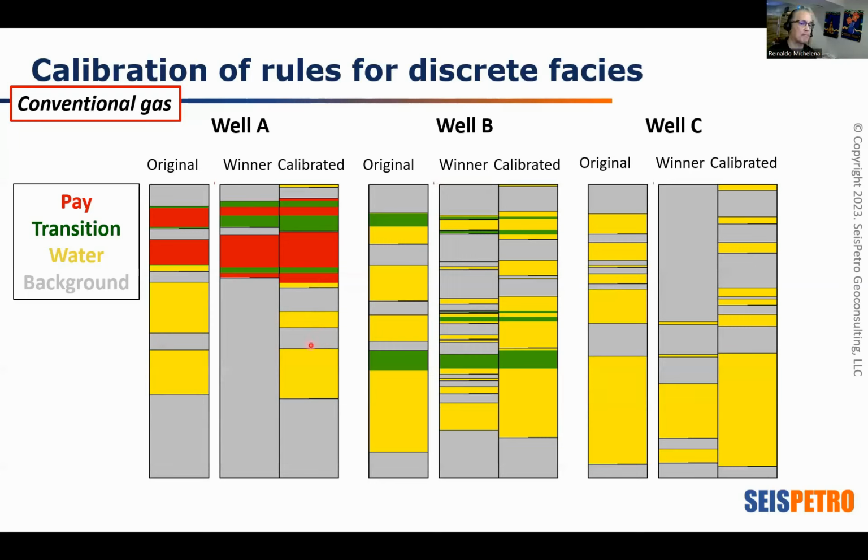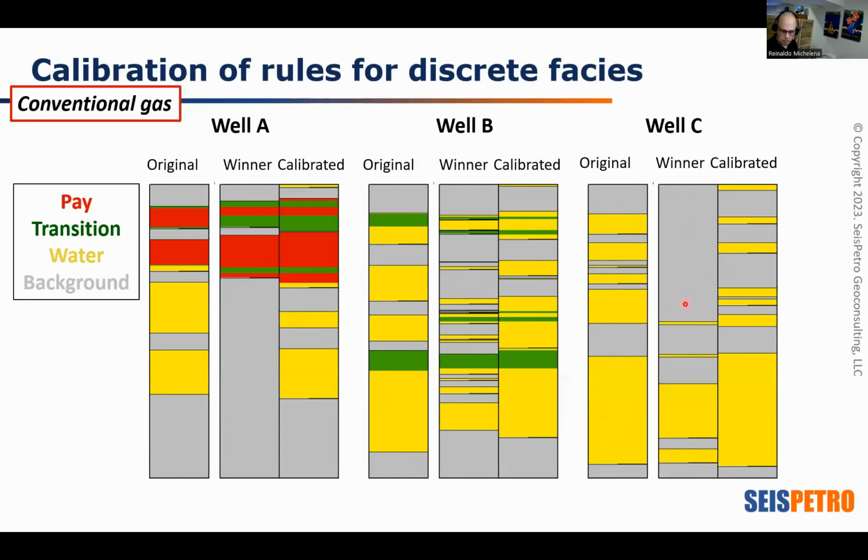Again, when we do that comparison for other wells, B or C, we see that here is the original. The winner has less water. When we calibrate, we get the water back, and it is particularly clear here in well C that it is basically water. But then when we pick a winner, we're basically missing all the water.